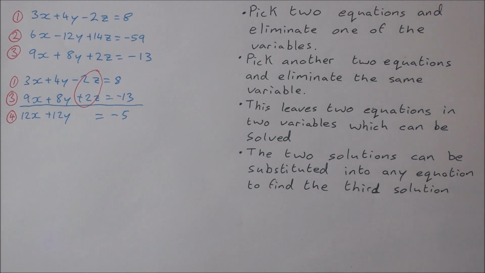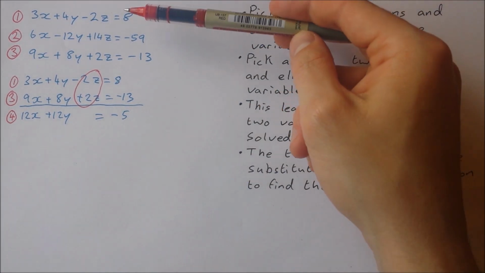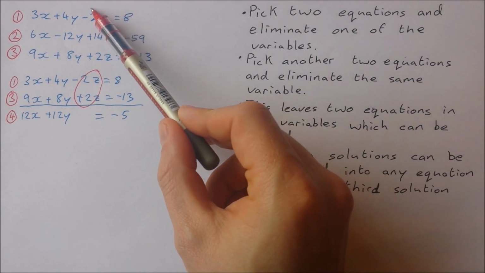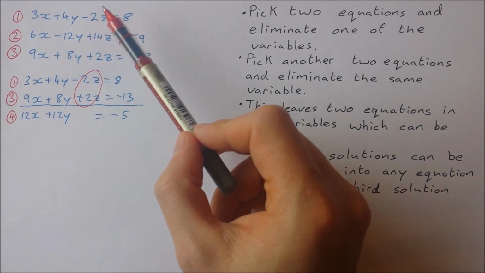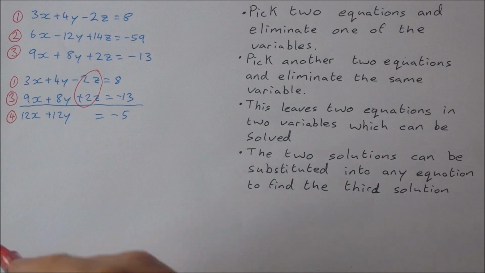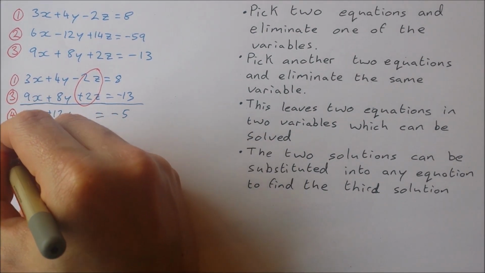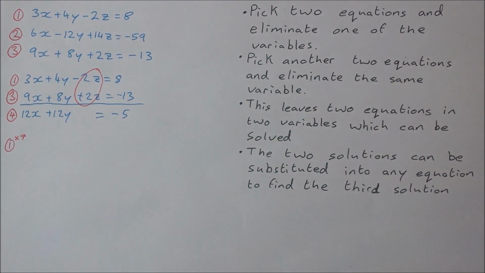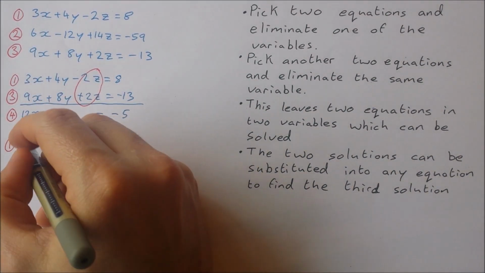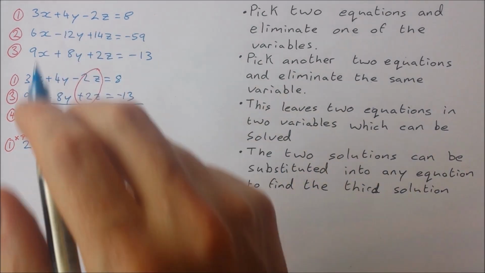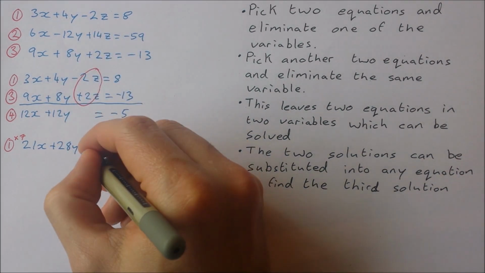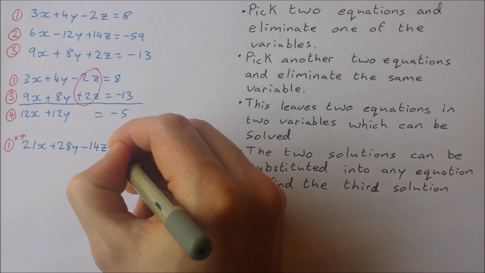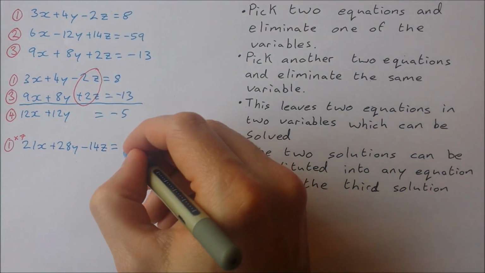Okay, so now I have to pick two other equations and eliminate the same variable. So the two that I'm going to choose are 1 and 2 because I have minus 2z and plus 14z, and I can easily eliminate z's by multiplying the first equation by 7. So I'm going to take equation 1 and I'm going to times it by 7. So 3x times 7 is 21x, 4y times 7 is 28y, minus 2z times 7 is minus 14z, and then 8 times 7 is 56.